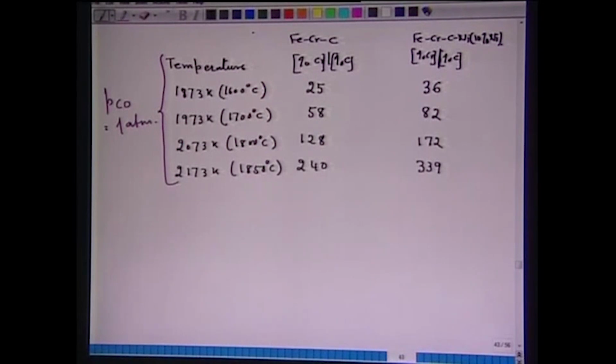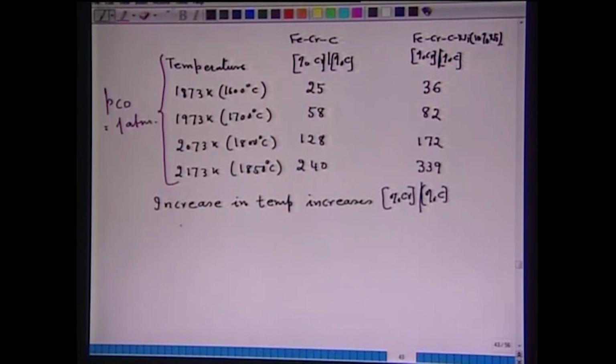What does this calculation say? Increase in temperature increases the ratio of chromium to carbon in the melt, that I am going to write. Increase in temperature increases percent chromium in metal upon percent carbon in metal. For example, if I take 1600 degrees Celsius as my temperature, then the ratio is only 25. If I take now 1850 degrees Celsius, the ratio is 240, which increases when nickel is there to 339.